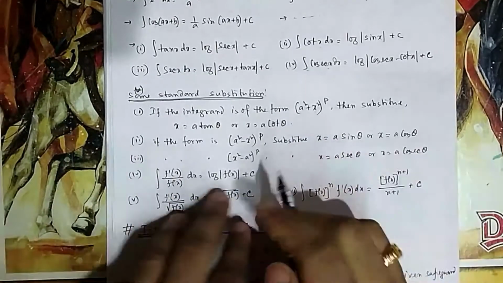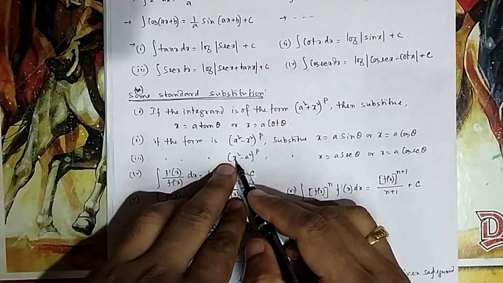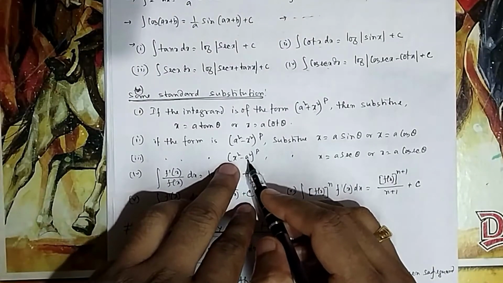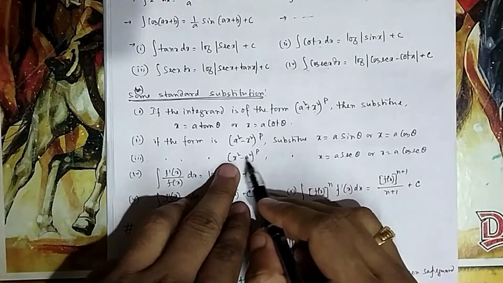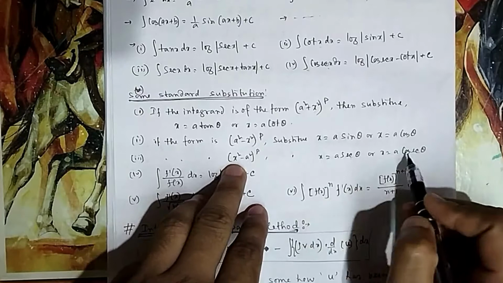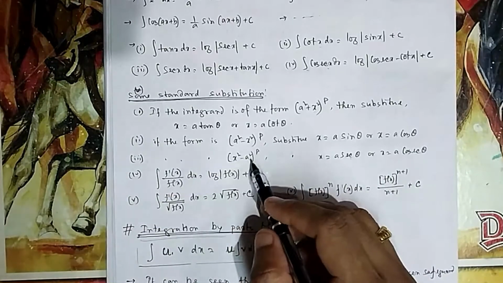Similarly, for x square minus a square, in trigonometry sec square minus 1 equals tan square, and cosec square minus 1 equals cot square. So if it is in this format, then you take x equal to a sec theta or a cosec theta. Take a common, so sec square minus 1 will be tan square.